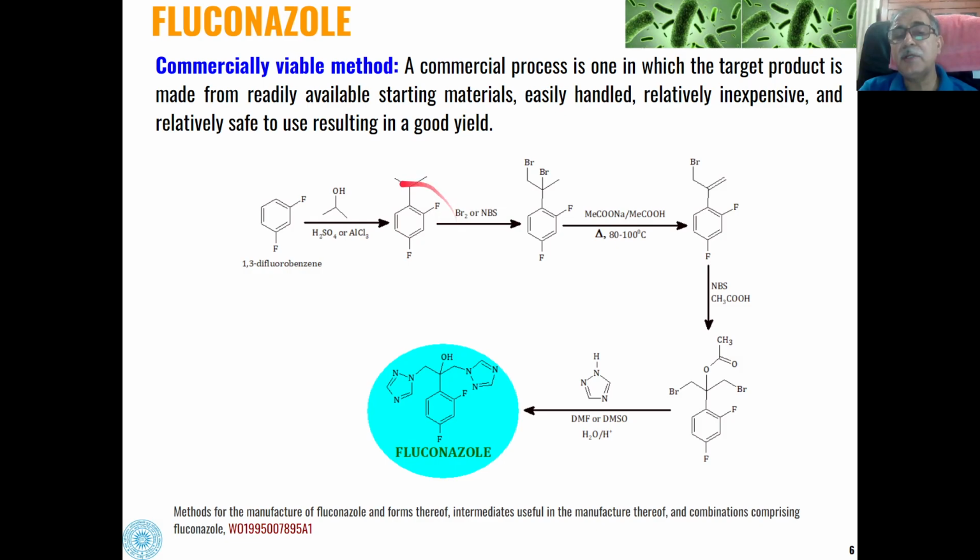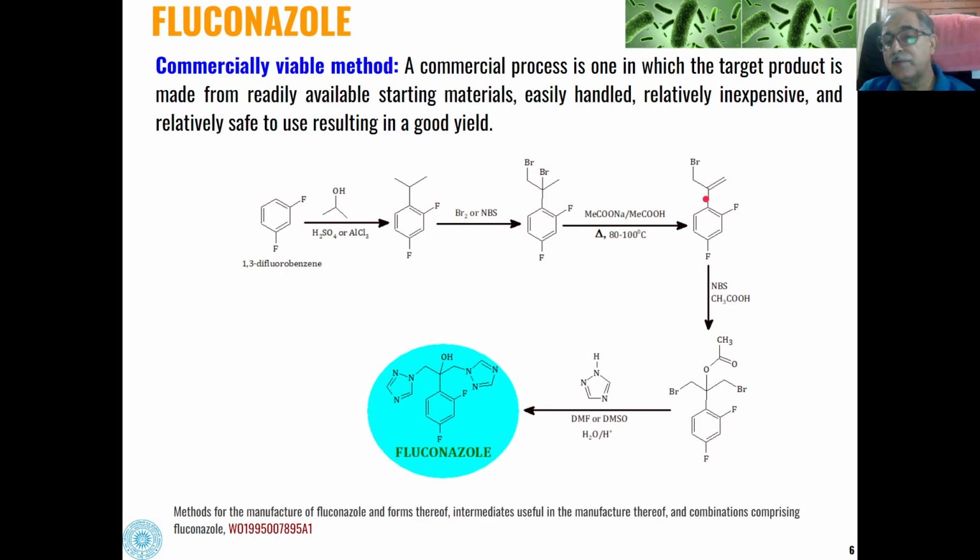Then this intermediate will undergo bromination either in presence of bromine or N-bromosuccinimide. So bromine will be added to these two carbons, and this dibromo derivative will be formed. Then this on heating at 80 to 100 degrees centigrade in presence of sodium acetate and acetic acid, dehydrohalogenation will take place. H from here, Br from here, a carbon-carbon double bond will be formed. And this intermediate on reaction with N-bromosuccinimide in acetic acid will be converted into the corresponding acetate.